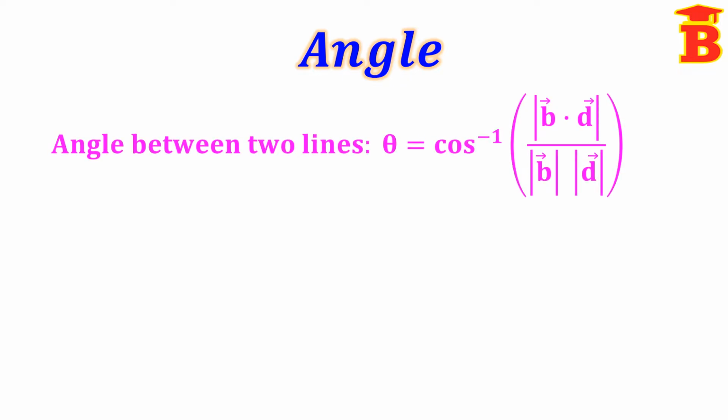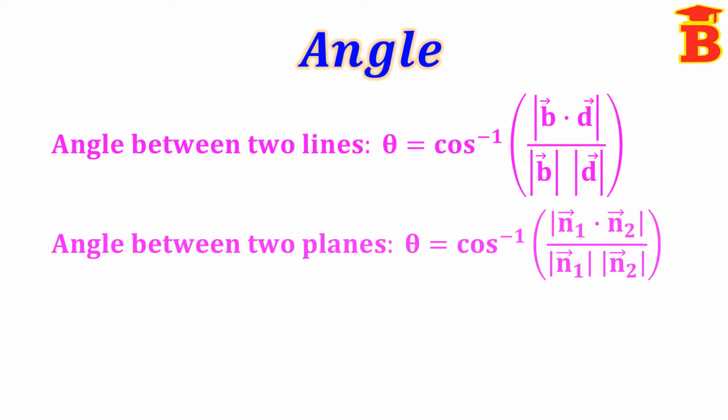Let us see the angle formulas. The angle between two lines: theta equal to cos inverse of modulus b vector dot d vector divided by modulus b vector into modulus d vector. Next, angle between two planes: theta equal to cos inverse of modulus n1 vector dot n2 vector divided by modulus n1 vector into modulus n2 vector.